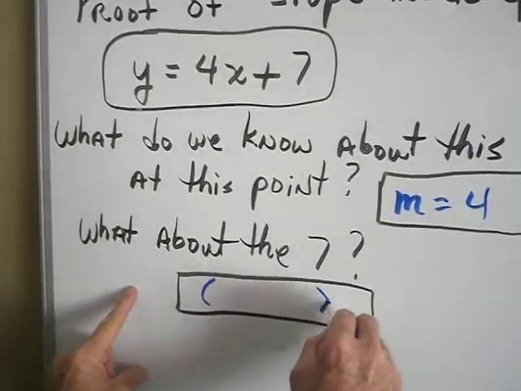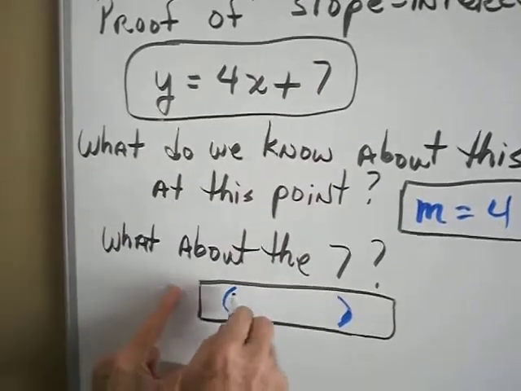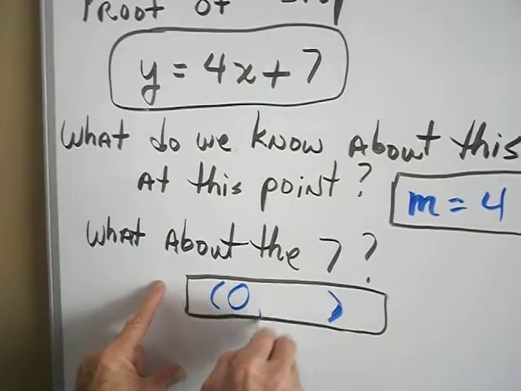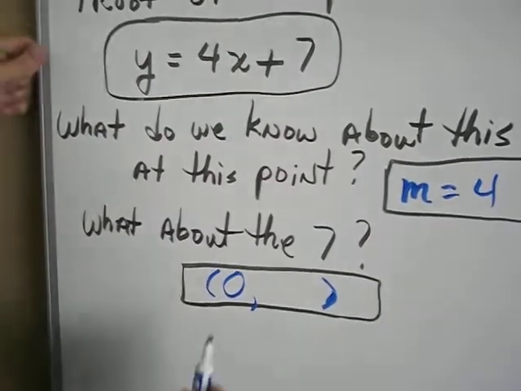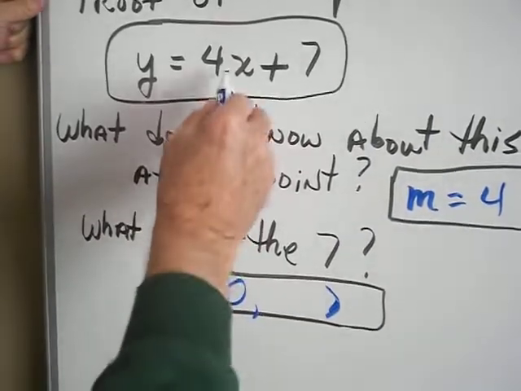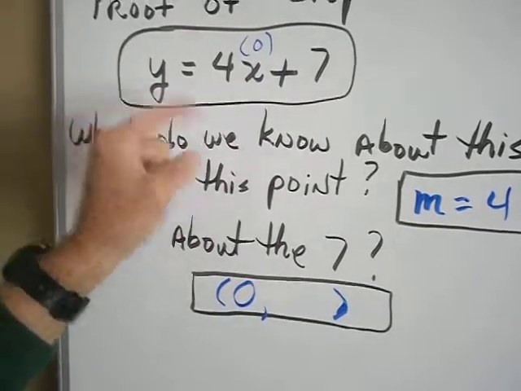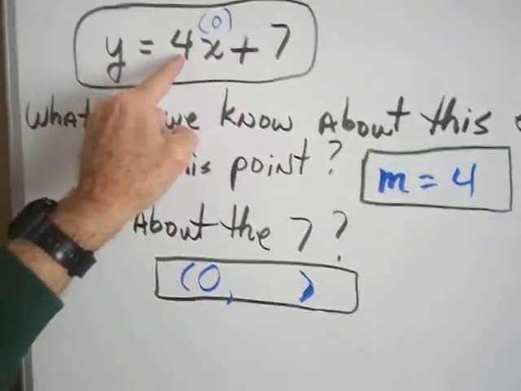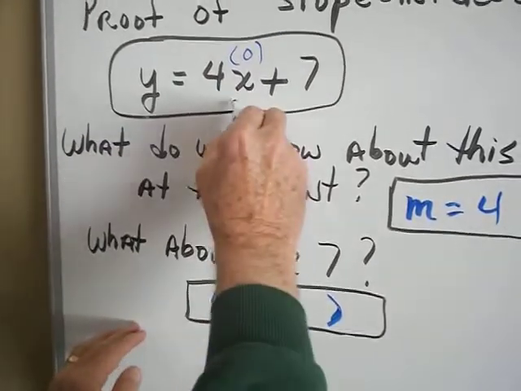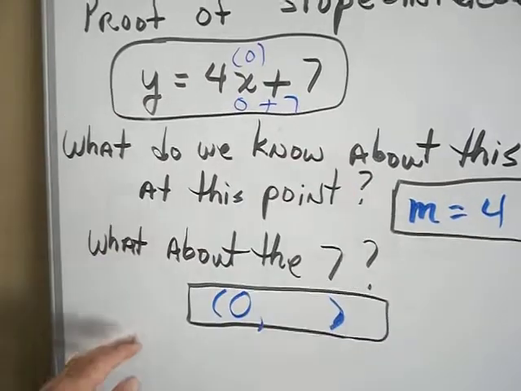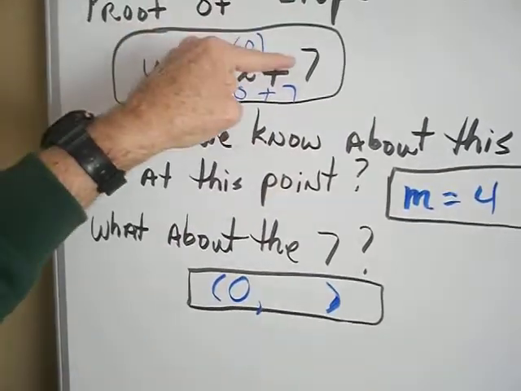Well, let's do that for this equation. Let's find the y-intercept for this equation. Let's let x be equal to 0, and now we'll solve this equation for y. So I'll substitute 0 in place of that x. And notice what our value of y is going to be. If we multiply 4 times 0, we get 0. And 0 plus 7 would give us the value of y, which is 7, which happens to be that number right there.